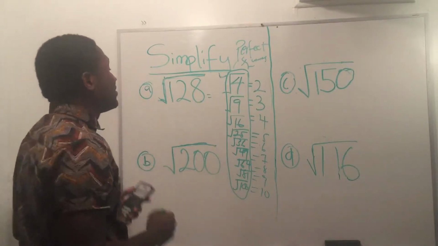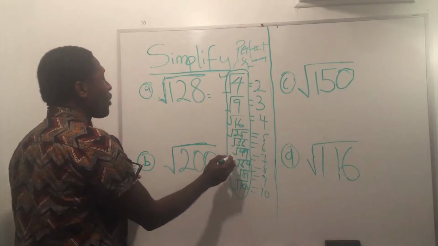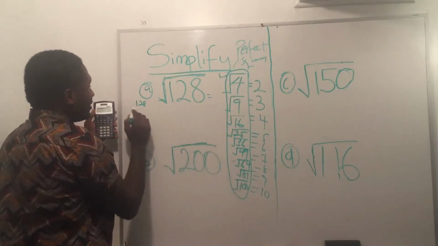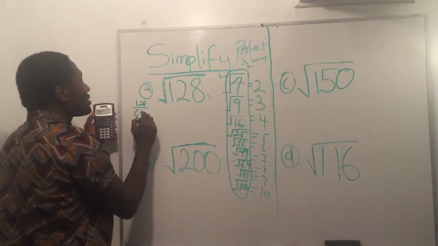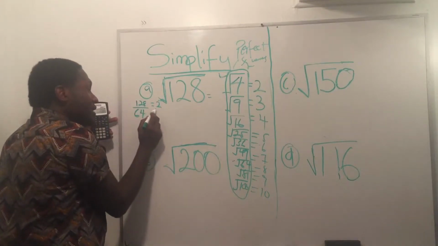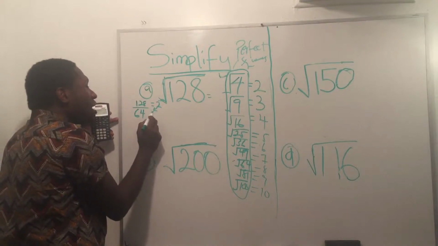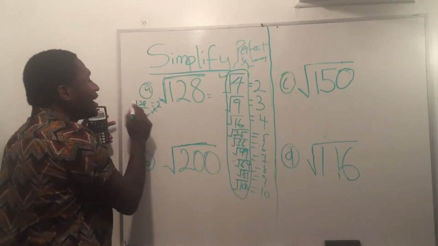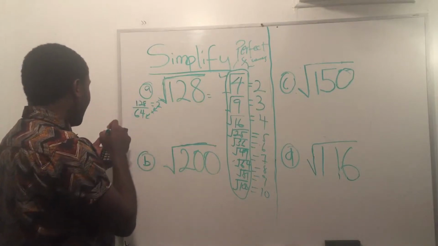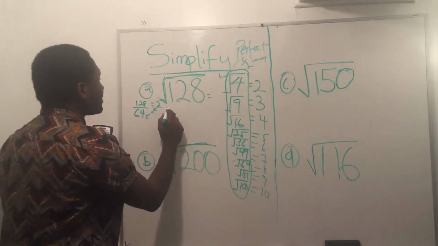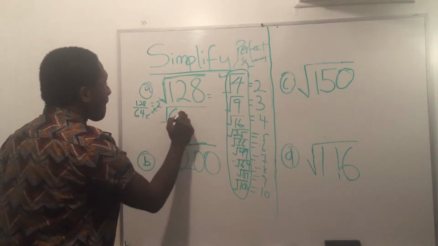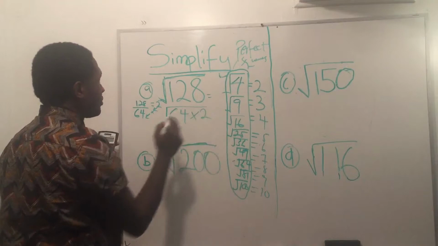And I got 2. So 64 worked. Again, I did 128. When I reached 64, or 128 divided by 64, I had 2. Which actually tells me that 2 times 64 is 128. So now, I'm going to have to do this. The 128 is the same as 64 times 2.